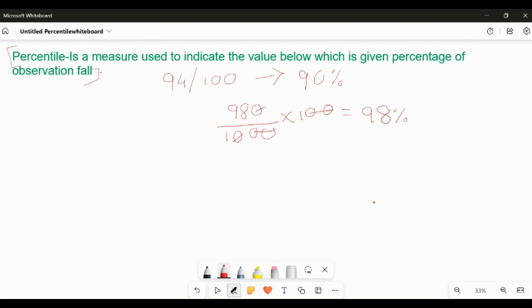Right, this is how we calculate the percentage, but the percentile is different. I said that from the 100 marks I got 94 and my percentile is 90 percentile. It says that 90 percent of the students got less than 94, and the remaining 10 percent of the students got more than 94. I hope you got it. I'll just repeat: 90 percent of students got less than 94, and 10 percent of the students got more than 94. From this you will get the understanding here.